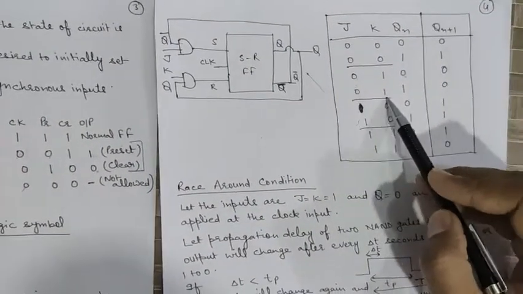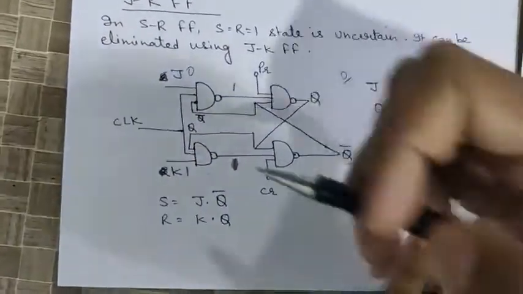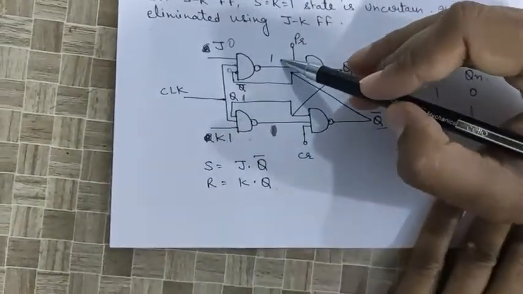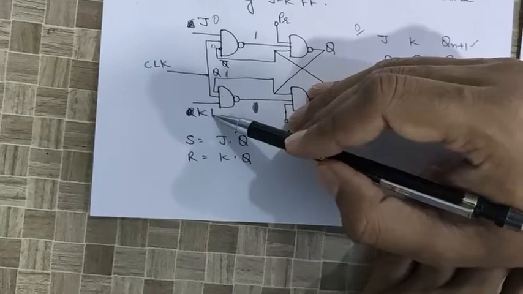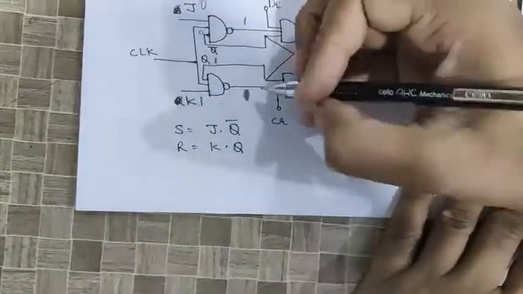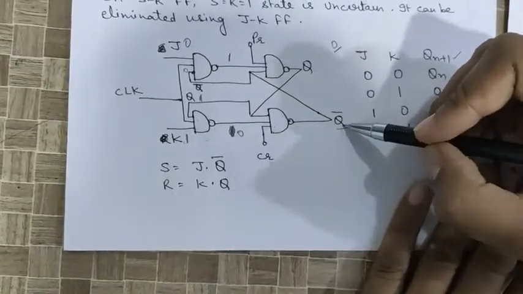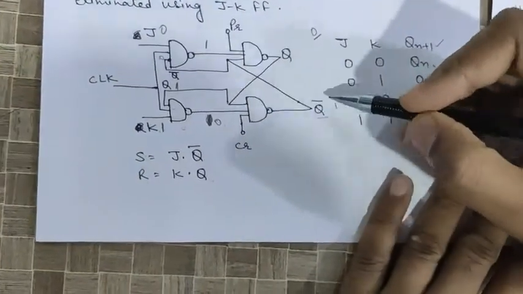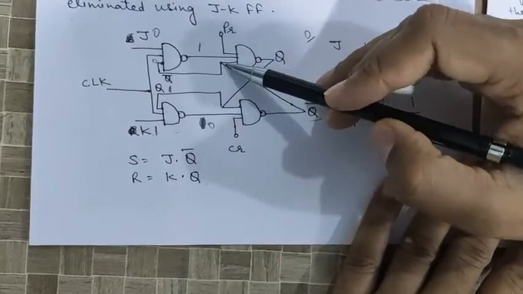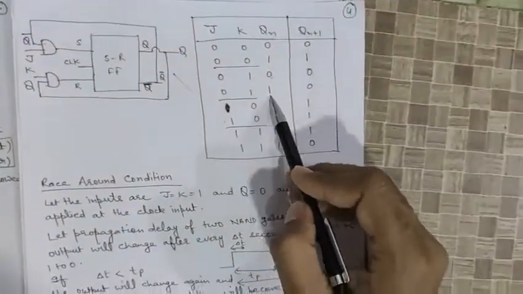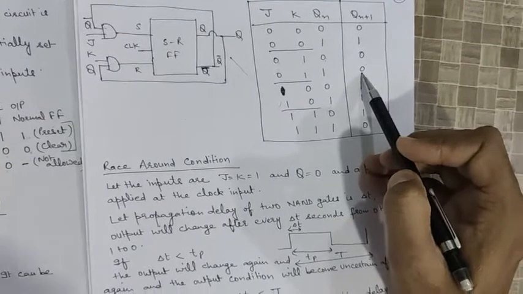Next case is 0 1 and Qn is 1, meaning the present state output was 1. In this case this is 1 and this is 0. Now because this input is 0, the output will be 1. Here all the 3 inputs will be 1, so the output will be 0 here. Now as one of the inputs is 0, this output will be 1, Q bar is 1, and this output is going back as input here, so all the 3 are 1, so the output will be 0. So in this case also, for 0 1 1, the output will remain 0.